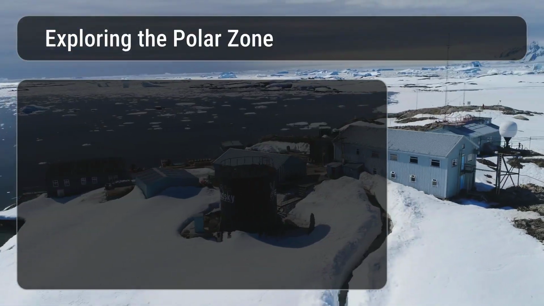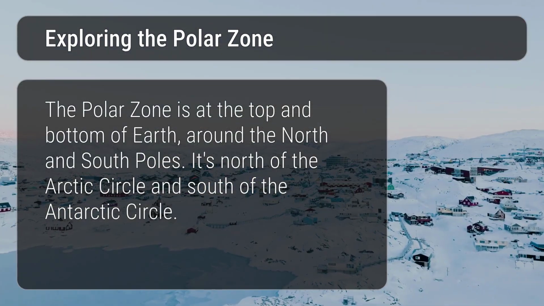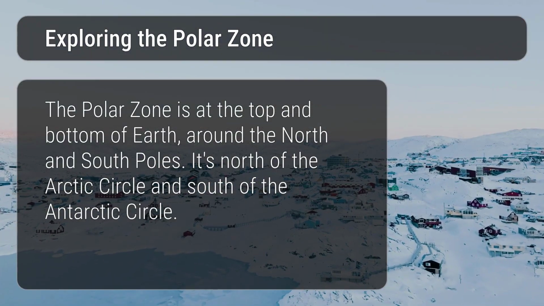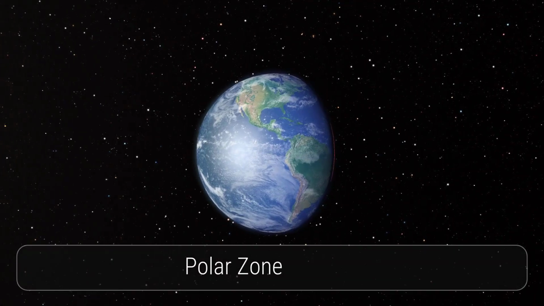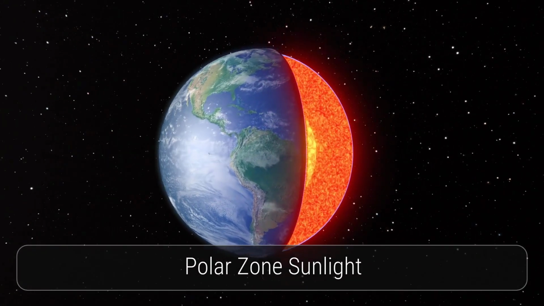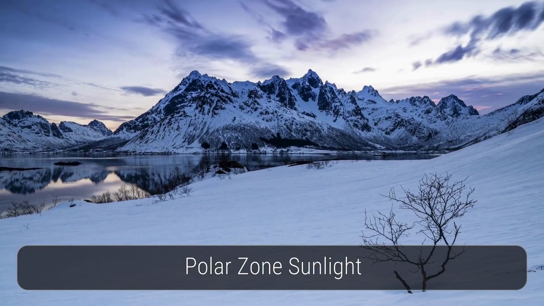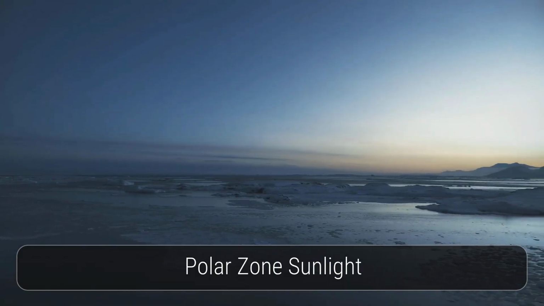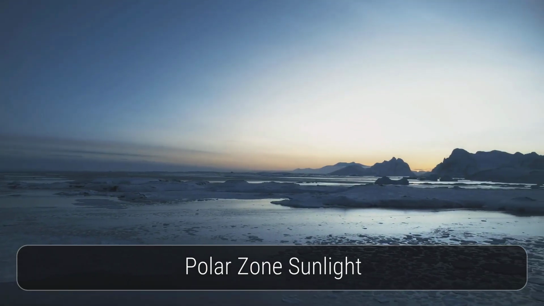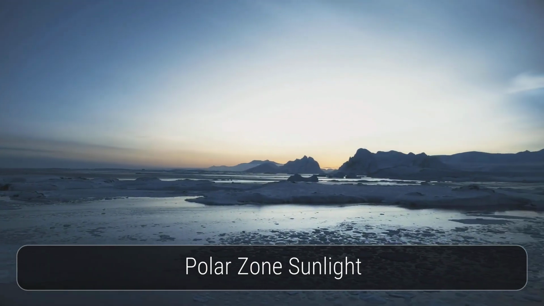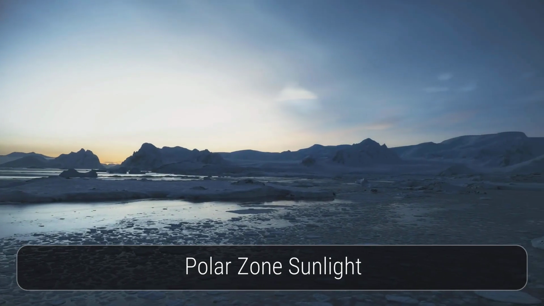At the top and bottom of the Earth, around the North and South Poles, we find the polar zone. This zone is located north of the Arctic Circle and south of the Antarctic Circle. The polar zone receives the least direct sunlight because of the angle of the Earth's tilt. This results in extremely cold temperatures year-round. Winters are long, dark, and frigid, while summers are short and cool, with the sun staying low on the horizon or even staying up for 24 hours in some areas.